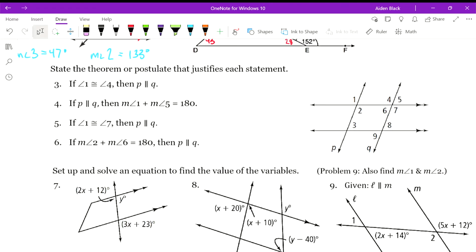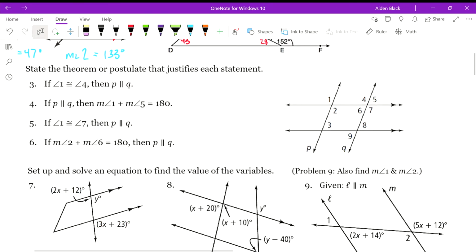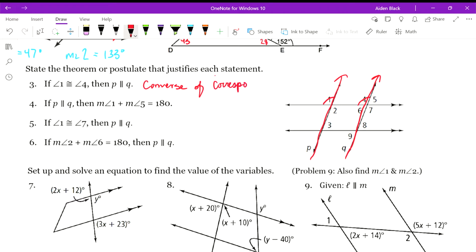State the theorem or postulate that justifies each statement. It says if angle 1 is congruent to angle 4, then line P is parallel to line Q. Well, we know that we would use the converse of the corresponding angles postulate. I'll just say corresponding angles.